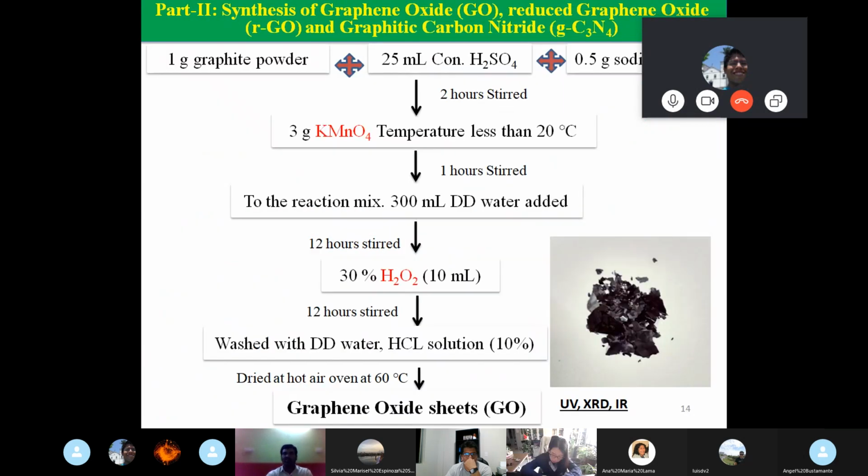This is the synthesis protocol of graphene oxide. We can see the methods used for synthesis of graphene oxide by the modified Hummers' method. Among all these steps, concentrated H2SO4 is a highly oxidizing agent, so the reaction is exothermic, and we maintain the temperature below 20 degrees. One more step is H2O2, hydrogen peroxide, a free radical agent that is highly reactive with water molecules, so we add it carefully. After that we get the final graphene oxide, which is flake type, as we can see here. After synthesizing graphene oxide, we characterize it by UV, XRD, and IR analysis.